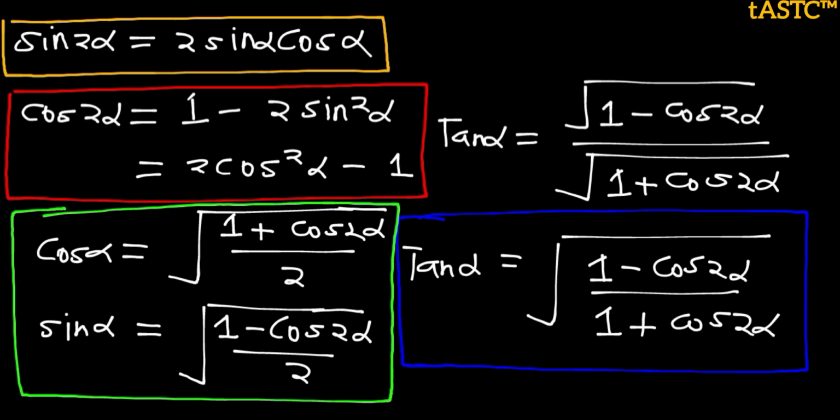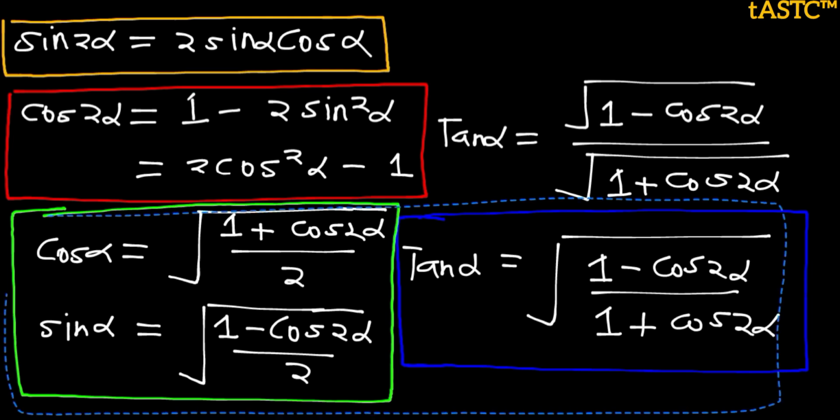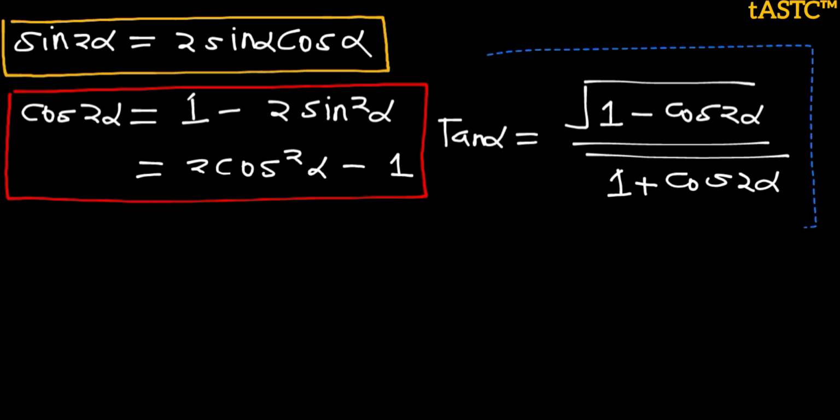Now notice that we have not actually found what tan 2 alpha is going to look like. But by now you already know how to find the cosine, the sine, and the tangent of a single angle. So I'm just going to wipe these ones out and try to find out what tan 2 alpha is going to look like.